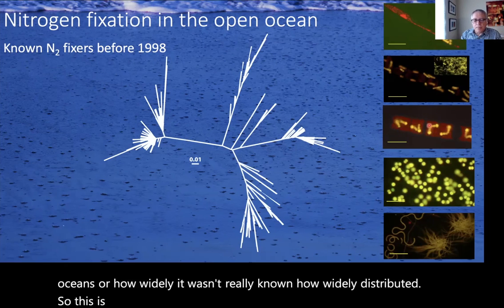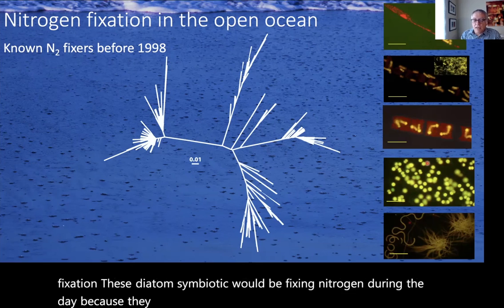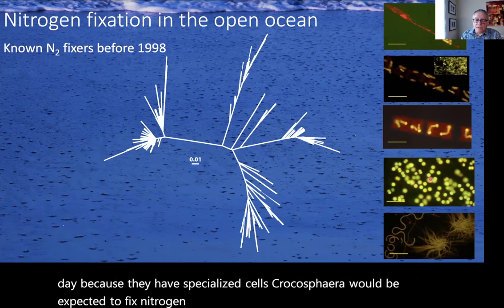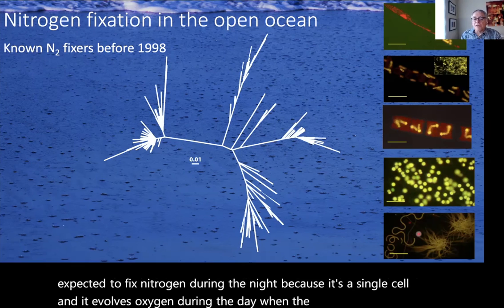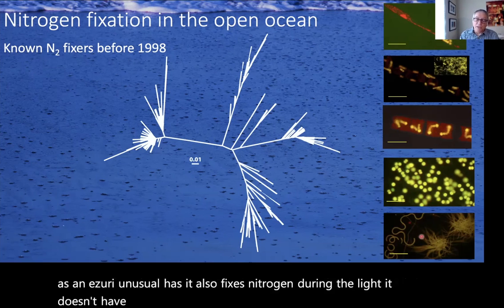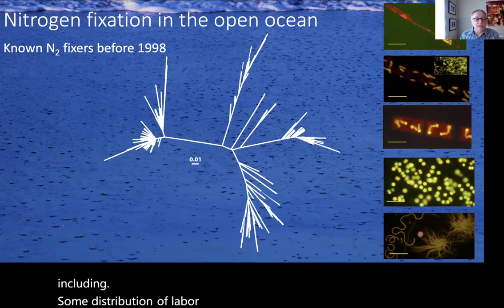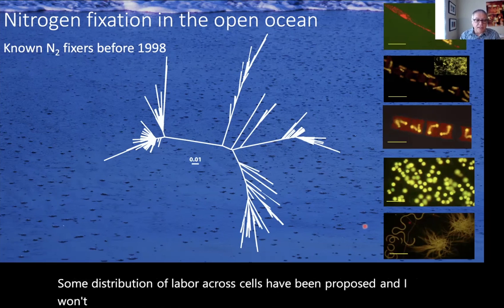And so for the day-night patterns of nitrogen fixation, these diatom symbionts would be fixing nitrogen during the day because they have specialized cells. Crocosphaera would be expected to fix nitrogen during the night because it's a single cell and it evolves oxygen during the day when the light's on. And Trichodesmium is very unusual. It also fixes nitrogen during the light. It doesn't have obvious specialized cells, but a number of mechanisms, including some distribution of labor across cells, have been proposed, and I won't talk about that today.